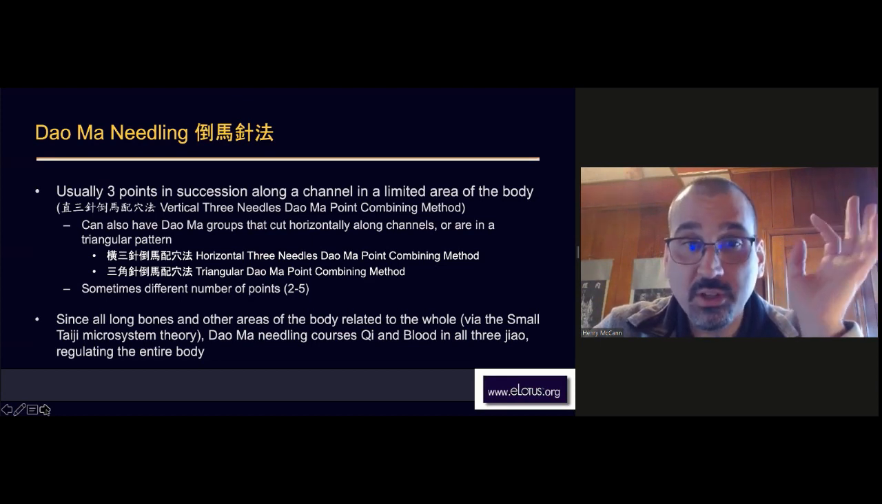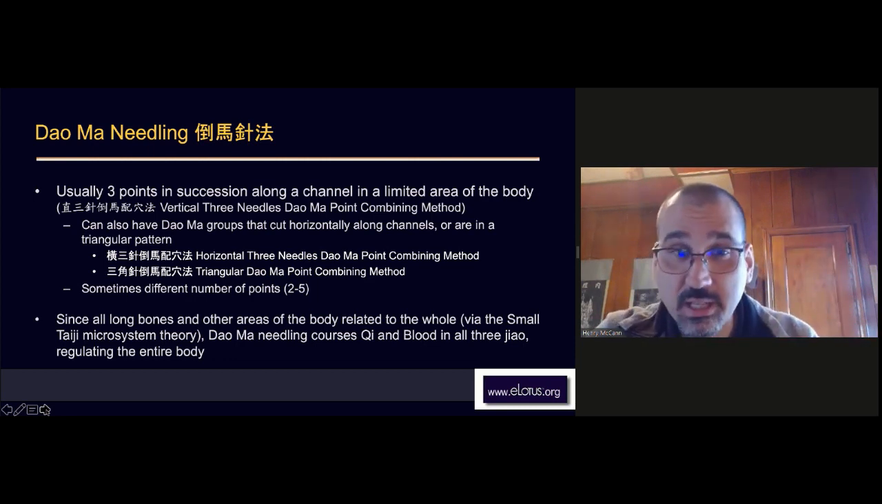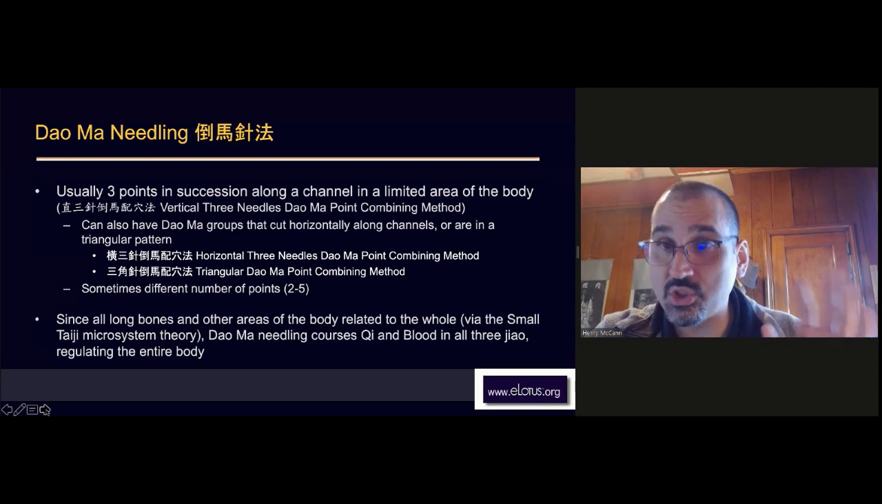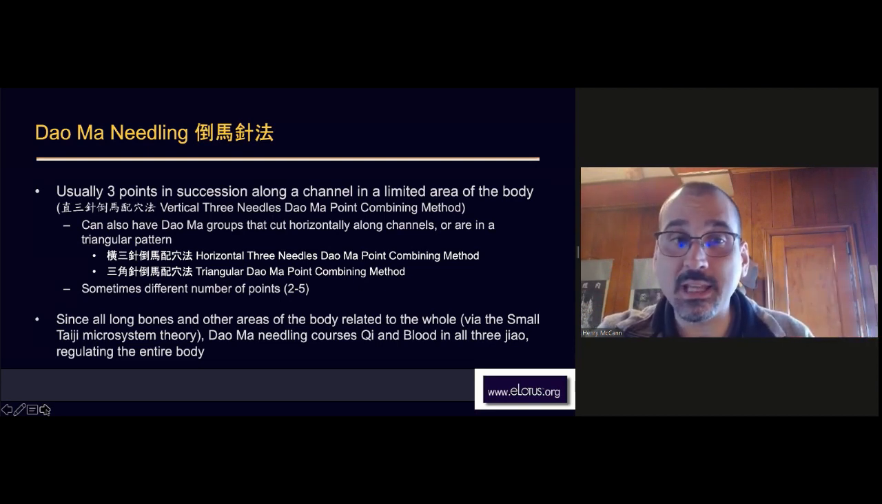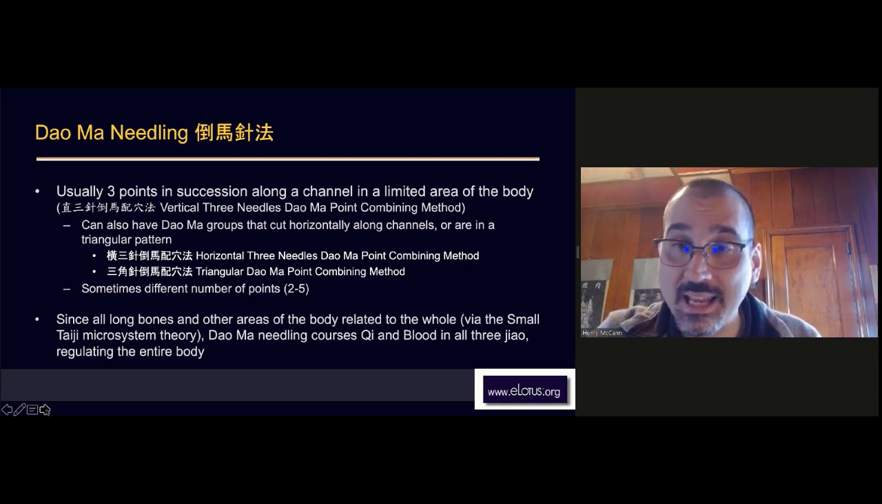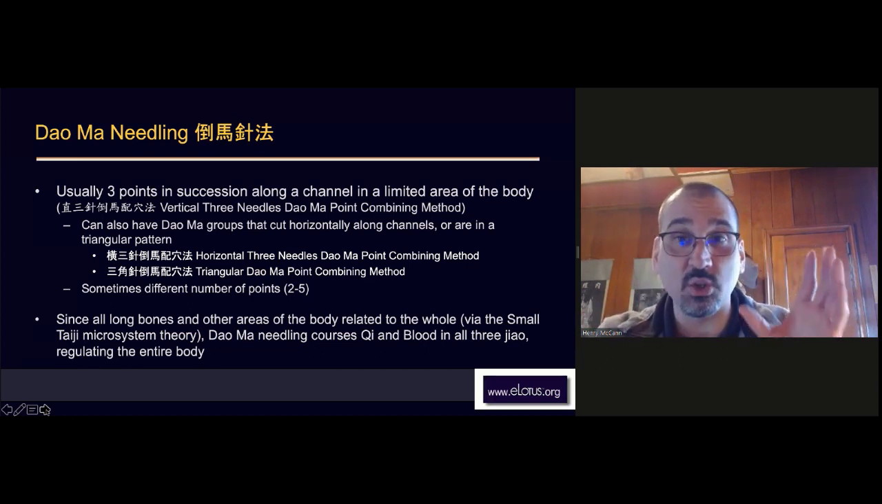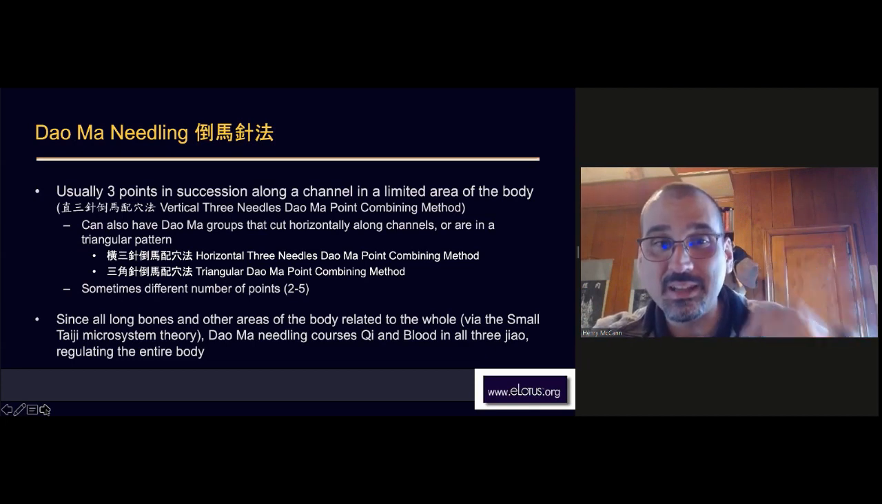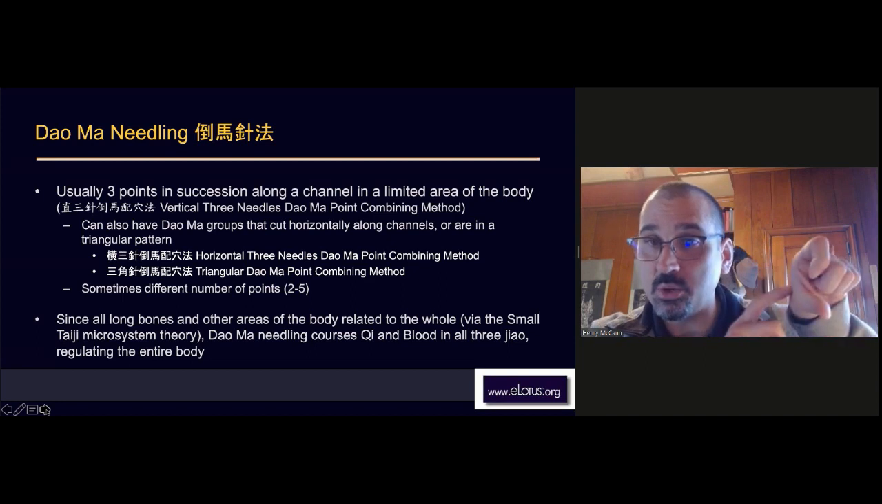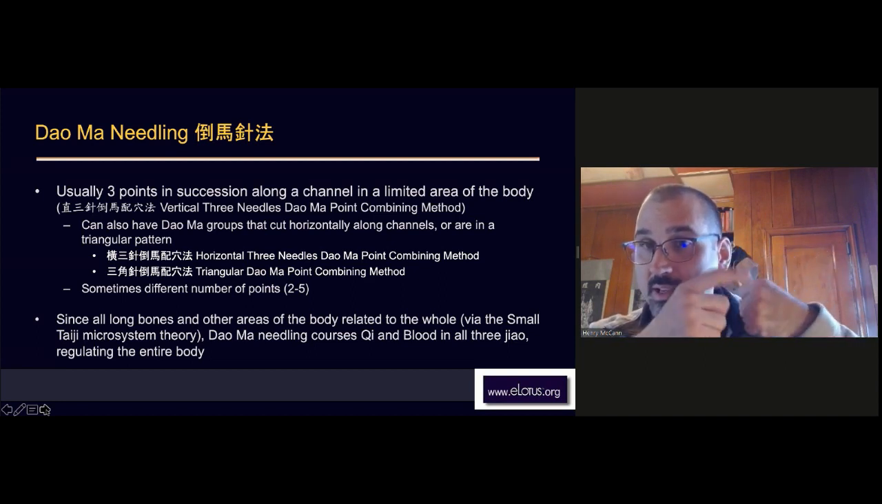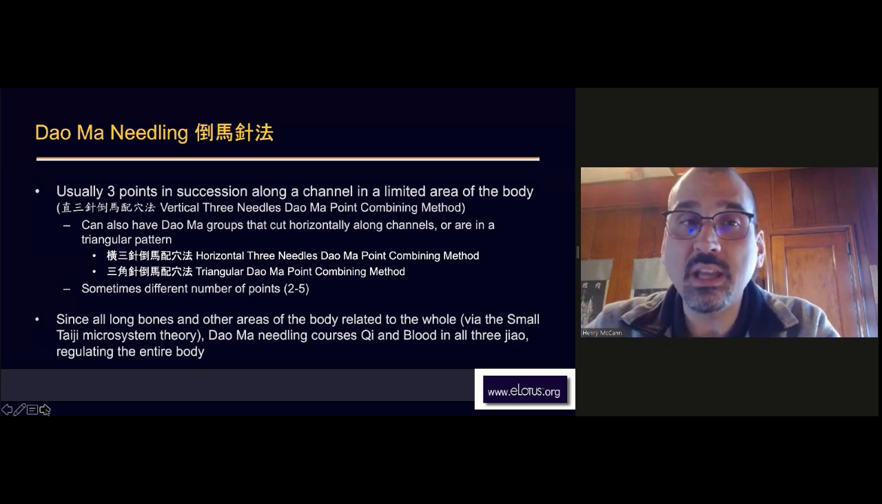We have other configurations. One's called the horizontal 3 needles. This is points that go across channels. One is called a triangular 3 needles, which is 2 points on one channel and 1 nearby. An example of a horizontal Daoma needling combination would be, for example, let's say someone has headache and we needle liver 3, stomach 43, gallbladder 41. They cut across channels, but since all of them are on the foot, they all go to the head. Okay. A triangular Daoma group, for those of you who remember Dr. Tan, means 2 points on one channel, like Lingu and Dabai, with Zhongbai as a third. So the Daoma means inverted horse.